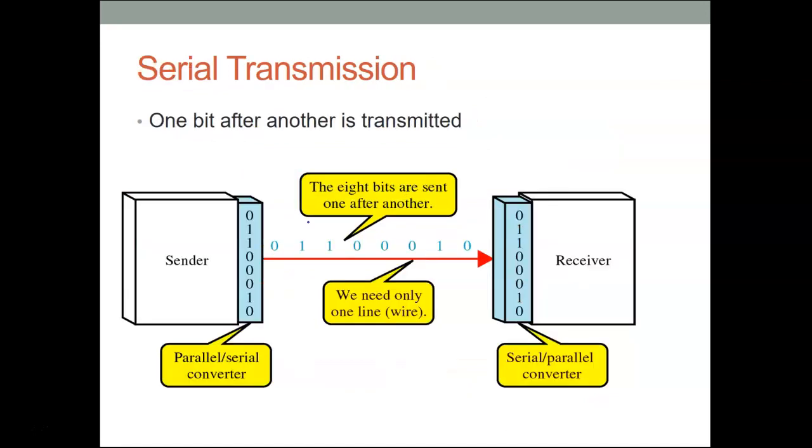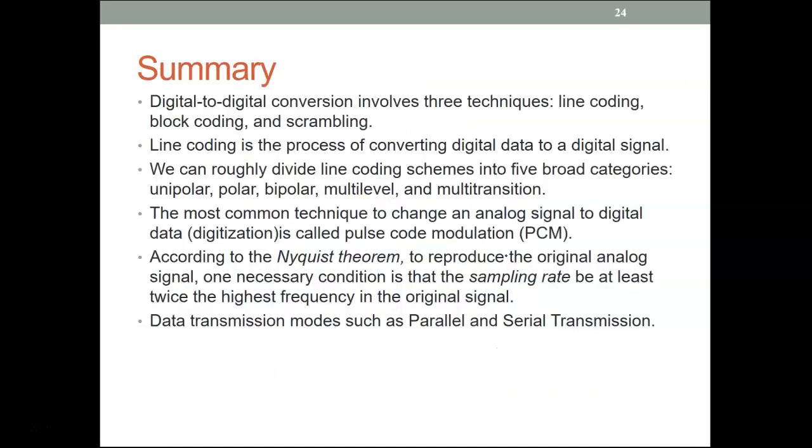How is it different from serial? See this. Serial means you send one by one. So you send firstly zero. And then you send one. And then you send zero, zero, zero. And then one, one, and at the end, zero. So you send one bit each time. Here we have only one wire. And each time I send one bit. When it reaches the receiver, the receiver now can convert it. So this is it. Serial means send one by one. Parallel means you can send at one time.